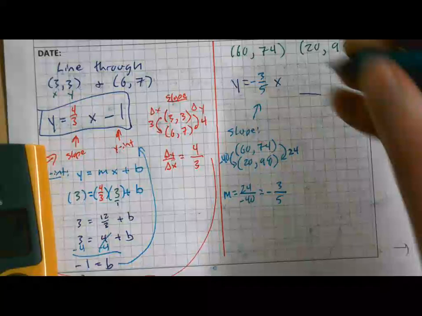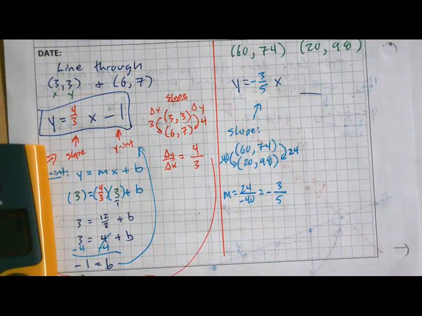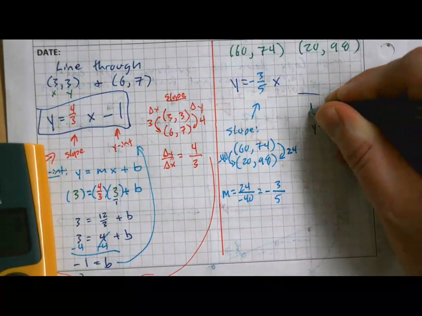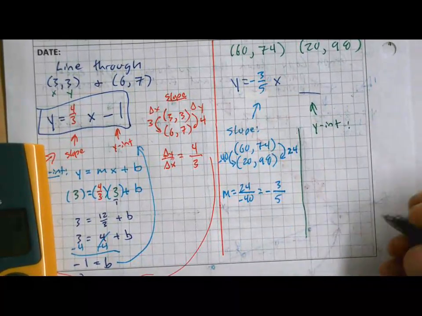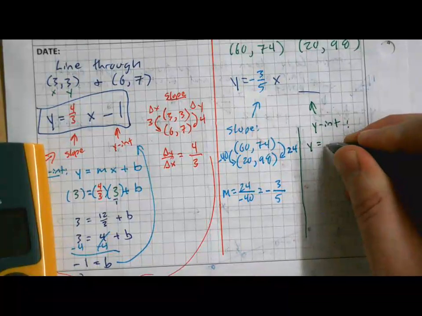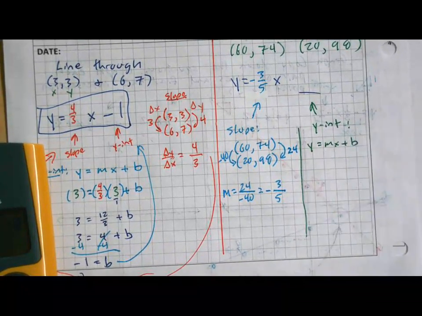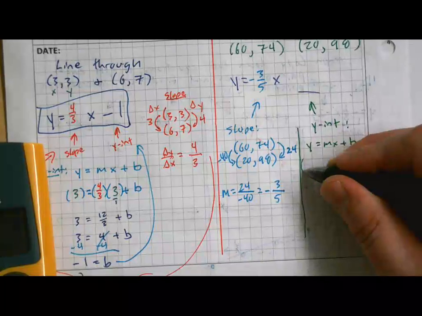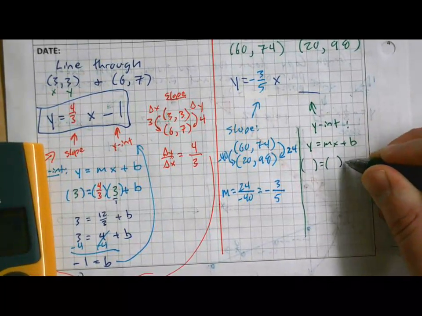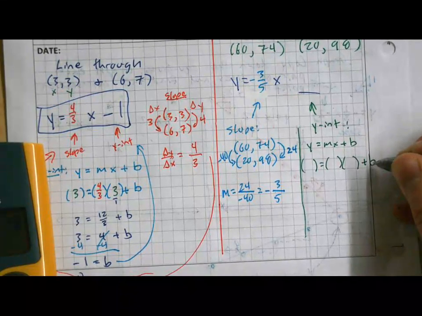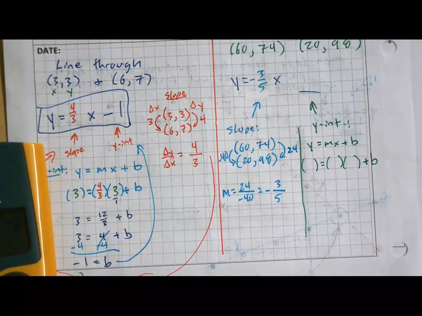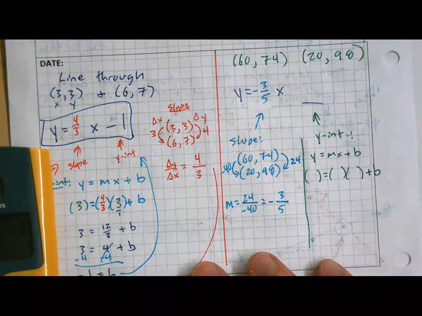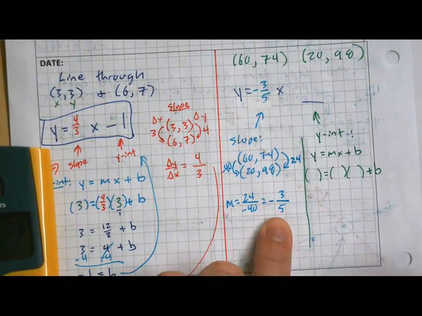We got half of our equation. How are we going to find the b value? We need our y-intercept here. How are we going to find that? This is where we're going to write our equation. Y equals mx plus b. And we're going to fill in some numbers for y, and for m, and for x, but not b because I don't know what it is yet. We already got m. It's negative 3 over 5.